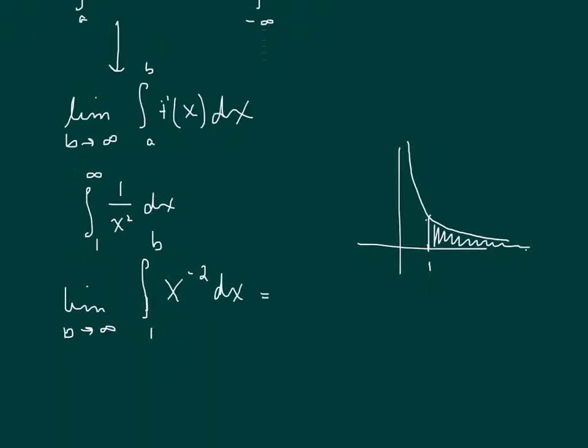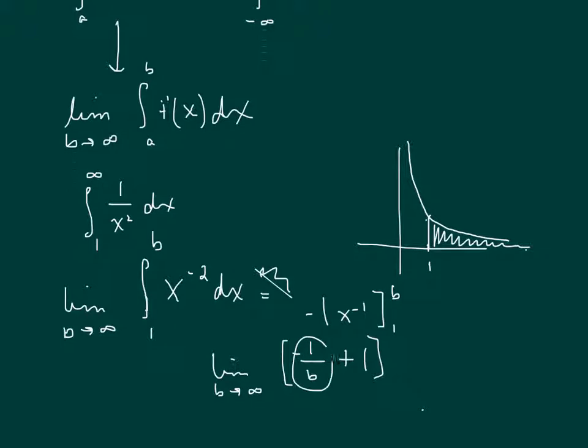We can take the antiderivative of that. We know it's going to be negative 1, x to the negative 1 between 1 and b. So we're going to eventually take the limit as b approaches infinity of, well, this is going to give us negative 1 over b minus negative 1 over 1. So that's going to give us plus 1. And as b approaches infinity, this whole thing is going to be very close to 0.